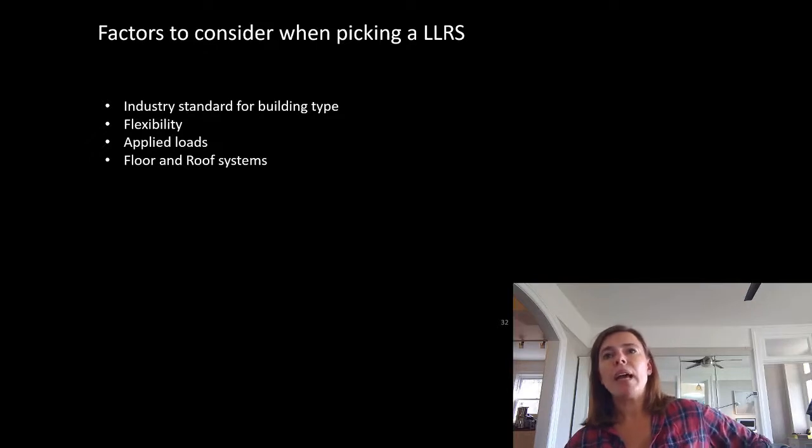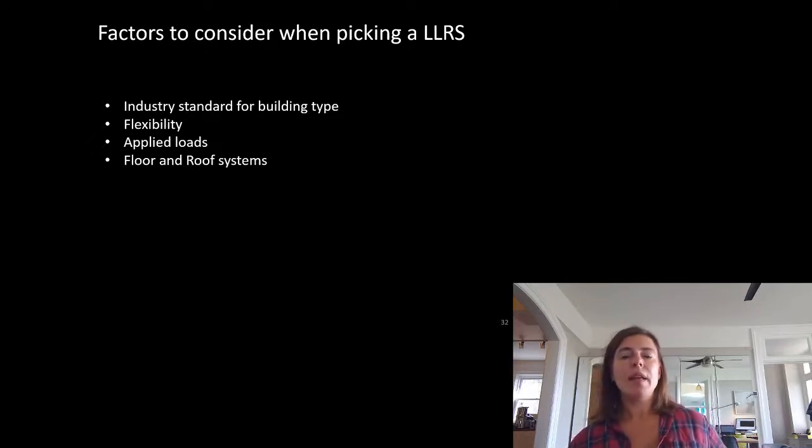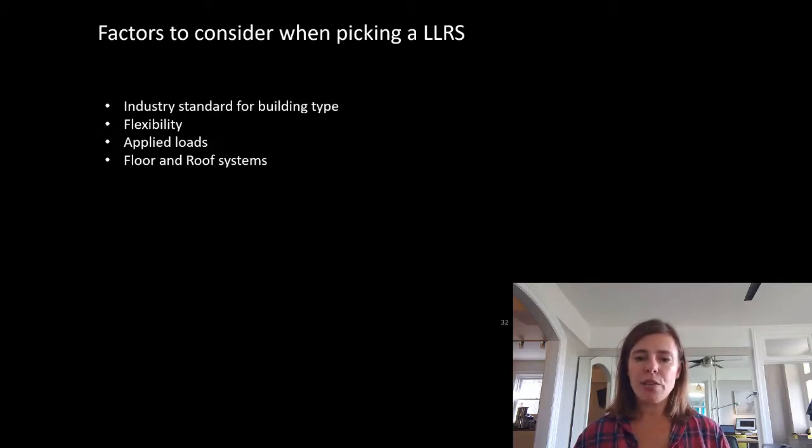So how do we pick our lateral load resisting system? Industry standards for the building type. This one is kind of interesting because it's not always the same material as the rest of the building. You can have a steel building with a concrete shear wall. If we have a steel building with a concrete core, we are probably going to use it as our lateral load resisting system. So these are the conditions where our lateral load resisting system is not always, but sometimes different than the base building.